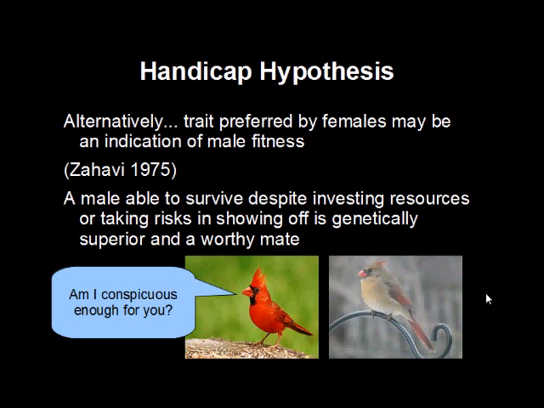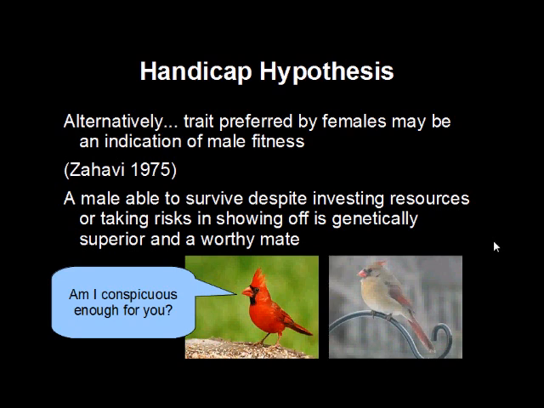And in this, the idea is that this trait, like for example the long tail, is preferred by the females. And the reason is that it actually is possibly an indication of the fitness of the male. So you've got this peacock. A good example is a cardinal, bright red. Well, you're not going to be able to easily hide from predators, for example.